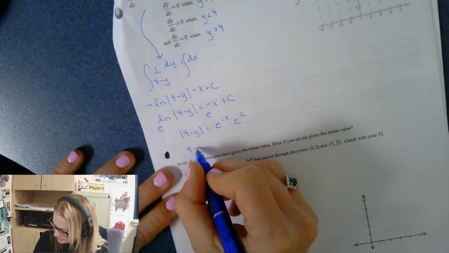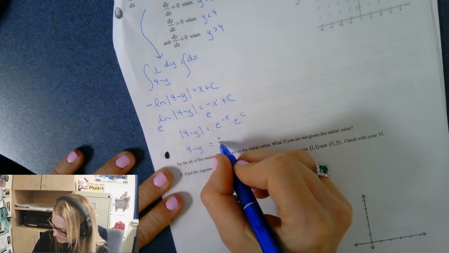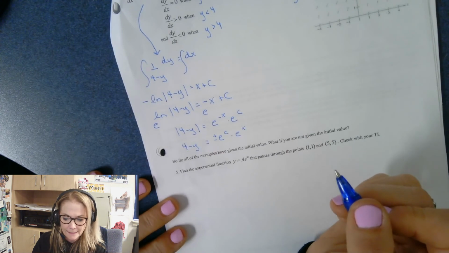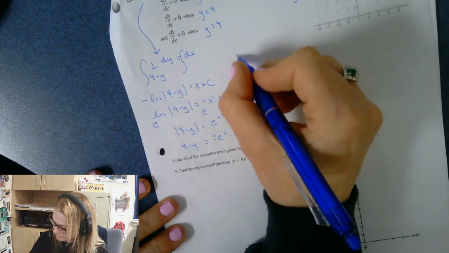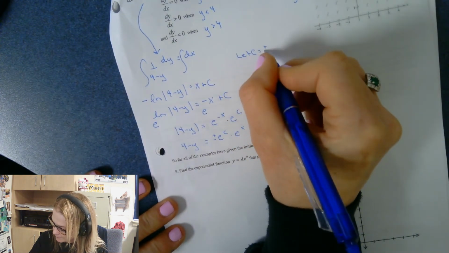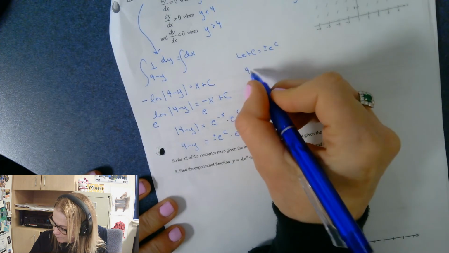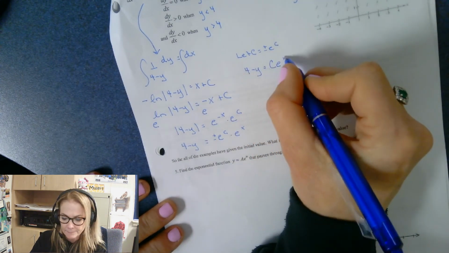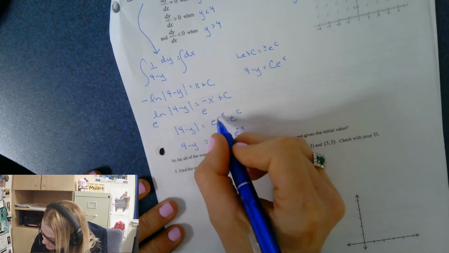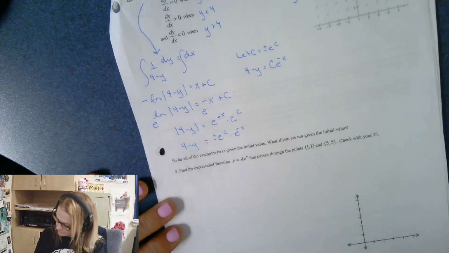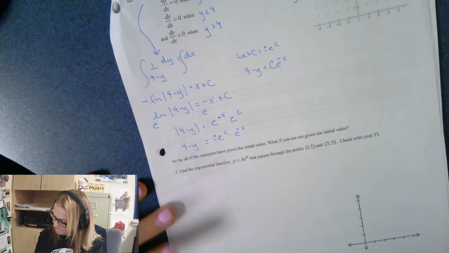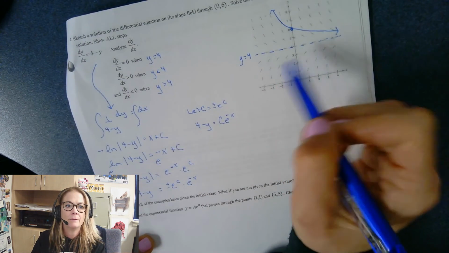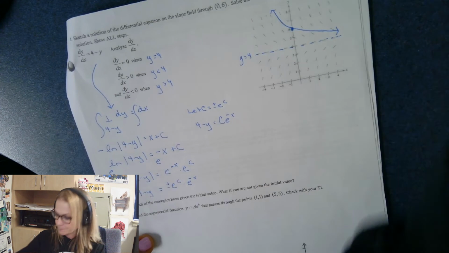Problems flow very similarly. Okay, so let's let c equal plus or minus e to the c. So 4 minus y equals c e to the negative x, sorry. Okay, which makes sense that we have this decay. We've got this negative value right here.